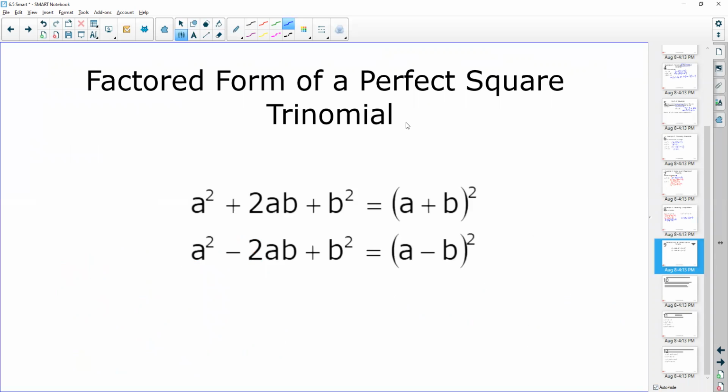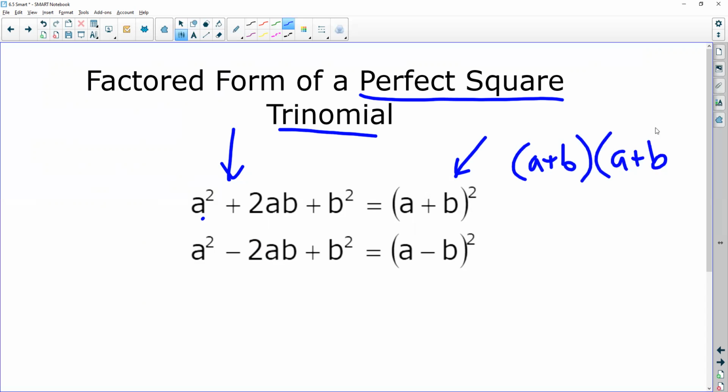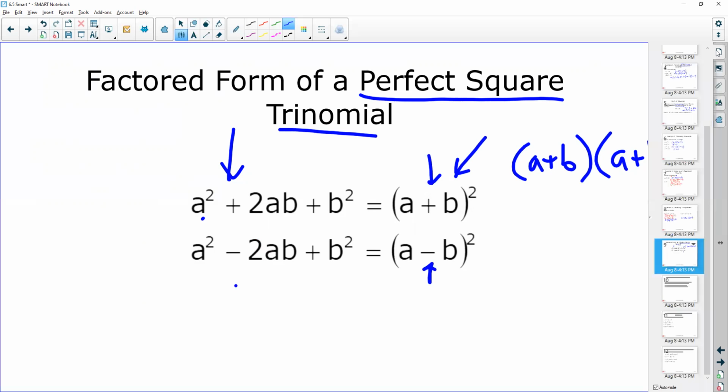The second special case in here is a perfect square trinomial. So what this means is it looks like this with either a plus or minus. It's a squared plus 2 times whatever a and b are plus b squared. When you factor it, it's the same set of factors, same binomial twice. That's all it is. If this 2ab term is positive, this is a plus. If it's negative, the center is a minus. So let's see what it looks like.